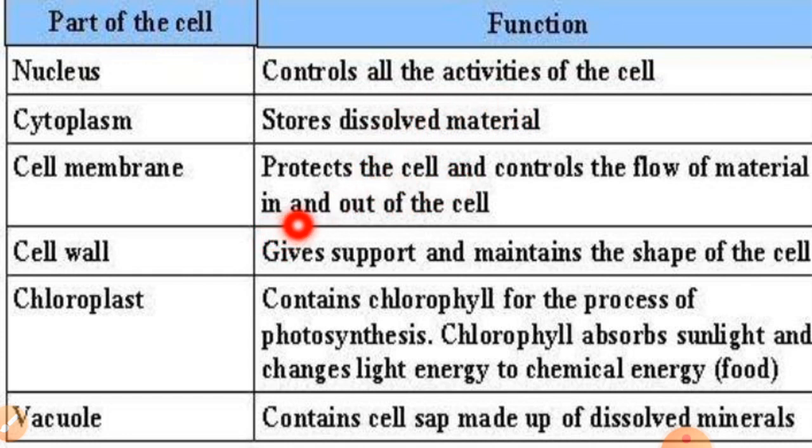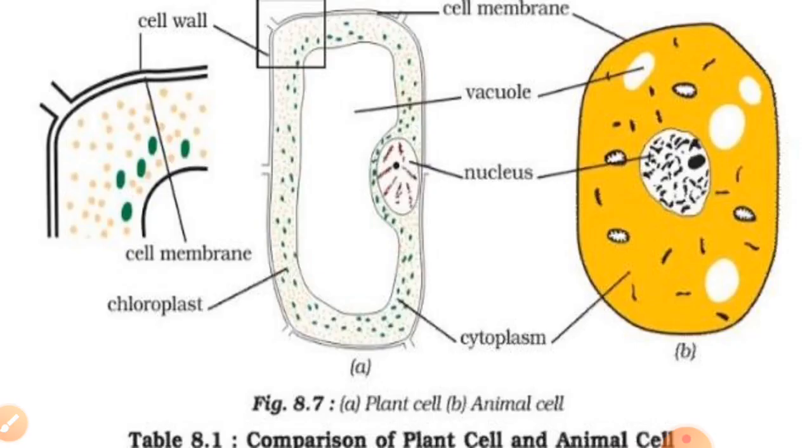Now next is the cell membrane. What is the cell membrane? You can see here, this is the cell membrane, the outer line of the cell, that is the cell membrane. Here on the inner side, that is the cell membrane. Cell wall is absent in the animal cell. Here the cell wall is present. Here the cell membrane is also present, but in the animal cell the wall is absent, only the cell membrane is present. Cell membrane is also called the plasma membrane. It forms the outer boundary.